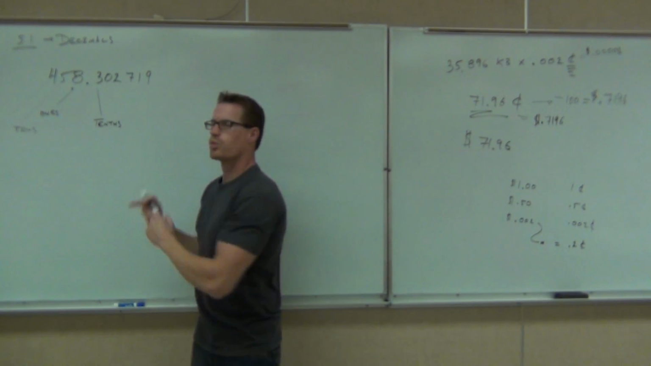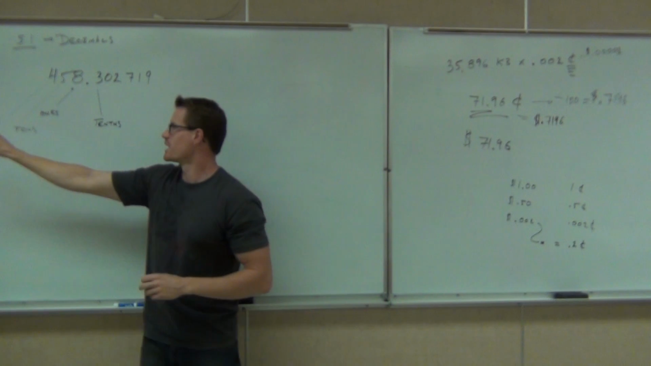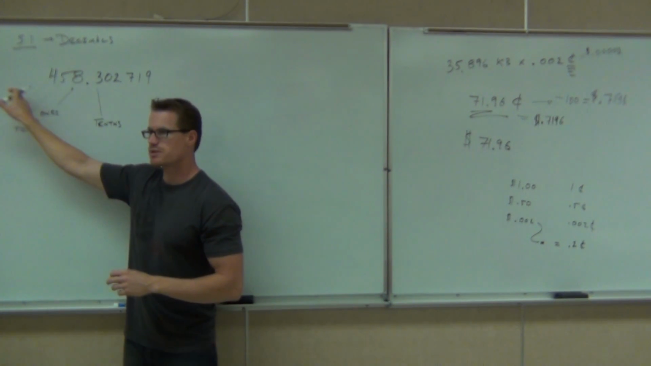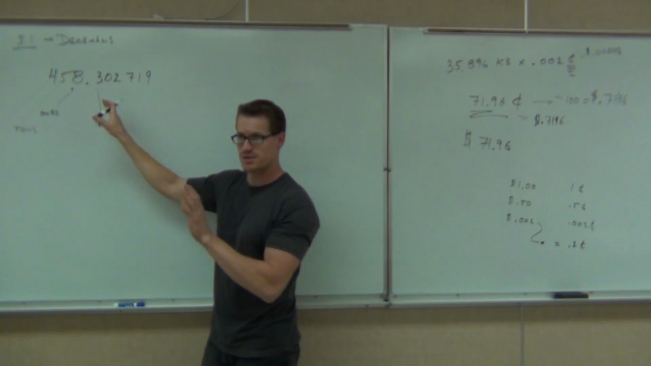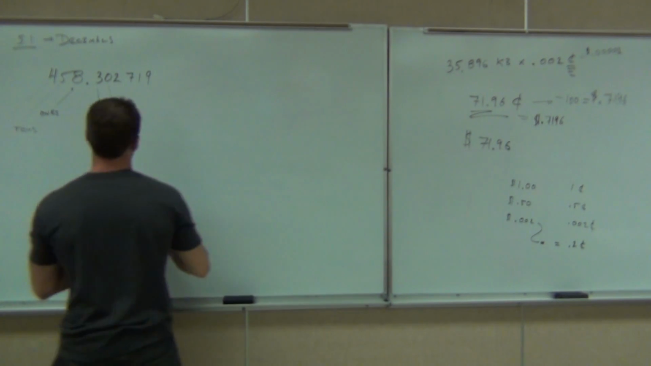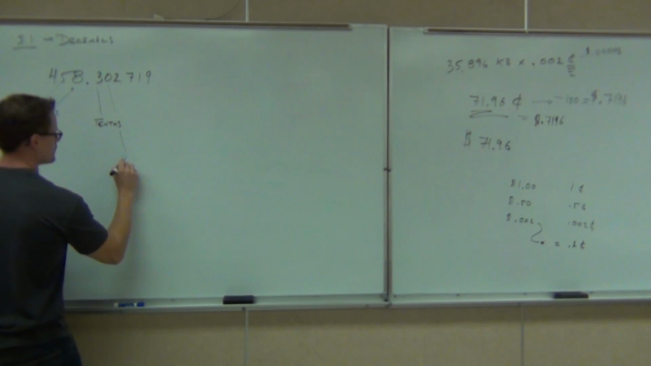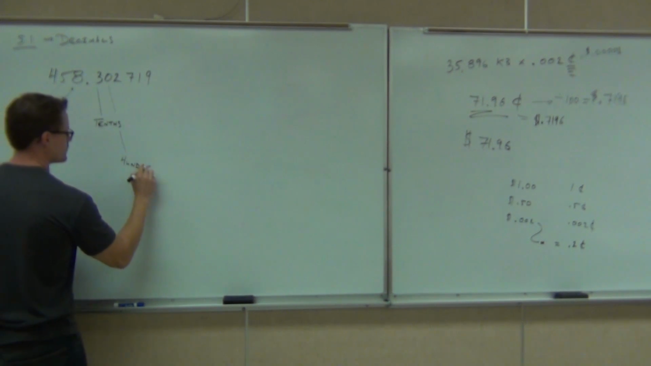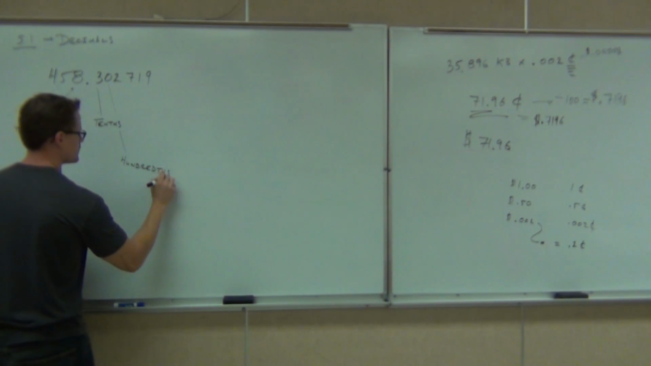The next one, it works very much like this side of the place value. Here we went ones, tens, hundreds. Well, there's no ones, but there's a tenths. The next one is, what do you think? Hundreds. Hundreds, you're right. Hundredths.